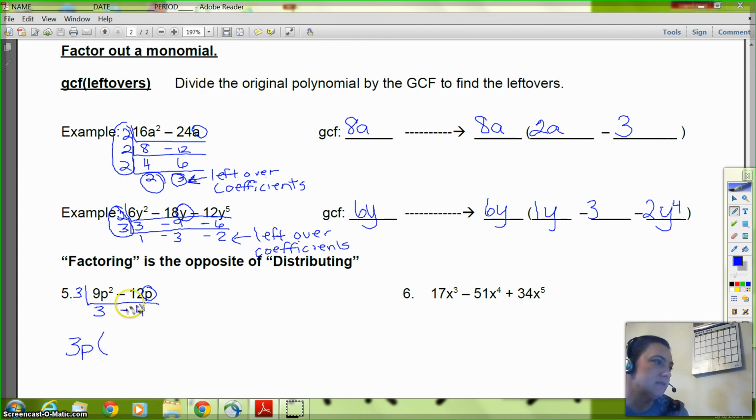I'm going to put my parentheses. So now I'm going to divide 9p squared by 3p, and I already have those coefficients over here at the bottom. So I have 3 left over, and p squared divided by p gives me a p, and then I have minus 4 because p divided by p equals 1. So here's my factored binomial.